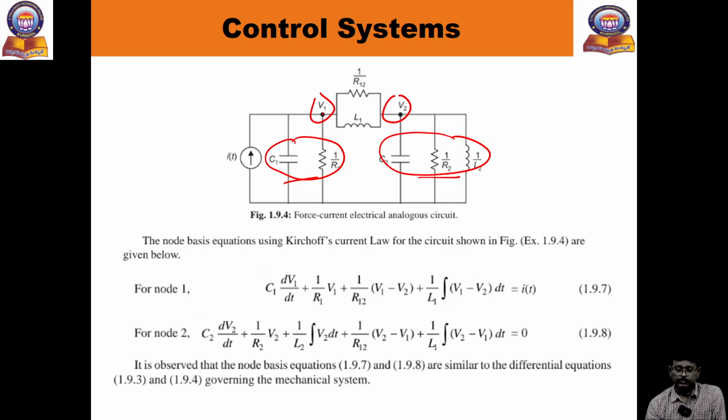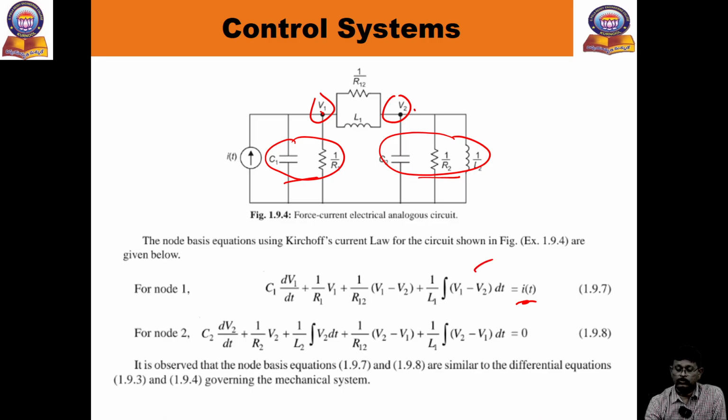Now write the equations. I will apply KCL for node 1 and node 2. For node 1, all the incoming currents equal the outgoing currents. The applied current i(t) equals the remaining terms: C1 dV1/dt, plus (1/R1)V1, plus (1/R1)(V1 minus V2) because it is between two nodes, and similarly (1/L1) times the integral of (V1 minus V2) for the inductor.